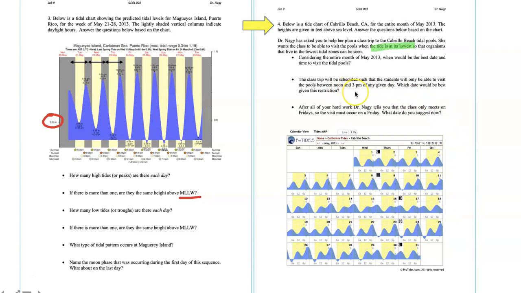Then the next part says, well, they have to be able to visit the pool between noon and 3. So now do that exercise again and find out where the best viewing will be between noon and 3. The times are shown as midnight, 6 a.m., noon, 6 p.m., midnight. And then finally, I tell you, well, actually, we can only meet on a Friday. So now you have to find the best Friday that fits these requirements.